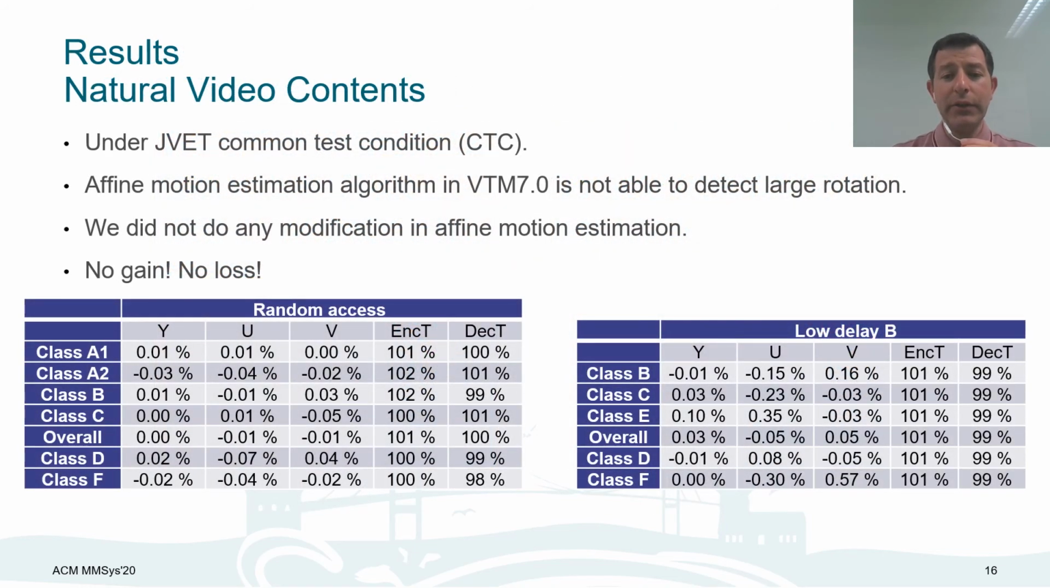So here are the results. We implemented the method in VTM7. We tested with natural content. There is no loss, no gain, which we also expected, because we have not designed this modification for natural content. We have designed it for a special content. So there is no loss, no gain.